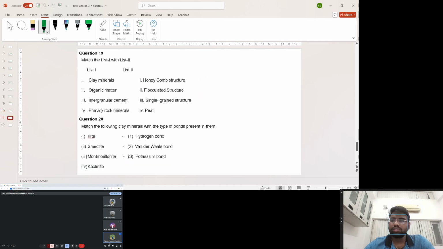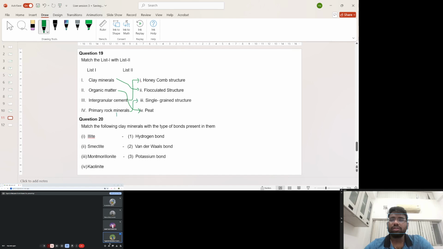Now moving to the next question. Match list 1 with list A. Relatively the same. Clay minerals exist in flocculated structure. Organic matter is peat. Intergranular cement is honeycomb, sir. Primary rock minerals are single grain structure.